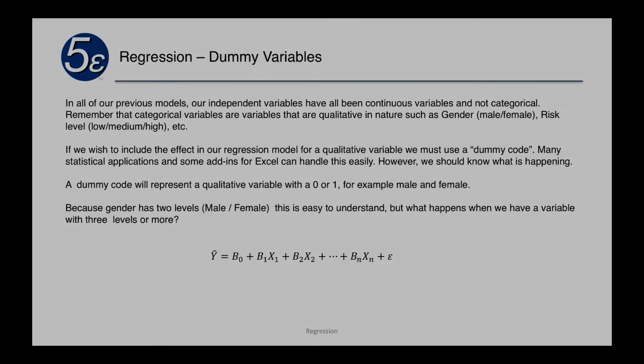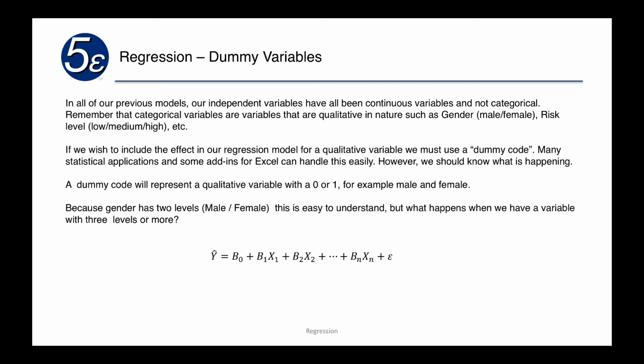Now, in all of our previous models, our independent variables have been continuous variables, not categorical. Remember, the categorical variables are variables that are qualitative in nature, such as gender, male, female, risk level, low, medium, high. If we wish to include the effect in our regression model of qualitative variables, we have to use what's known as a dummy code. We're basically converting it from some qualitative mnemonic to a 1 or a 0. Now, many statistical applications and some add-ins for Excel handle this easily, but we really should know what's happening.